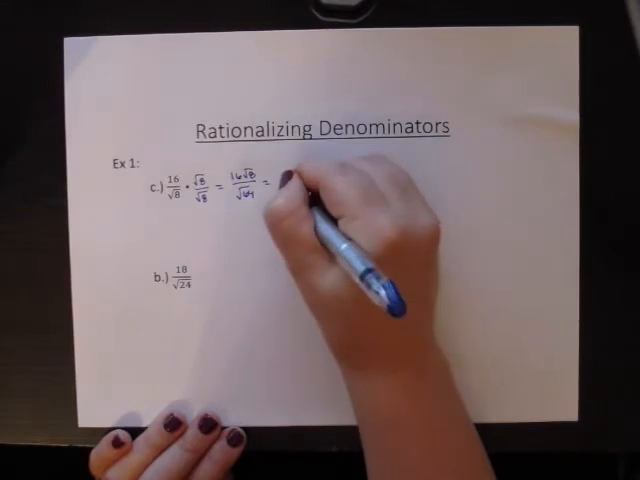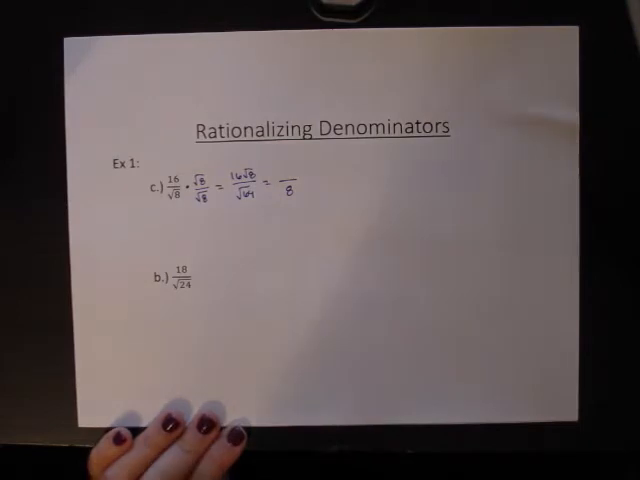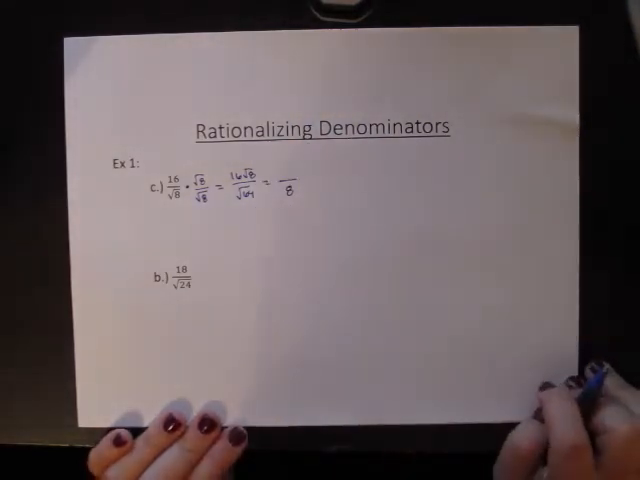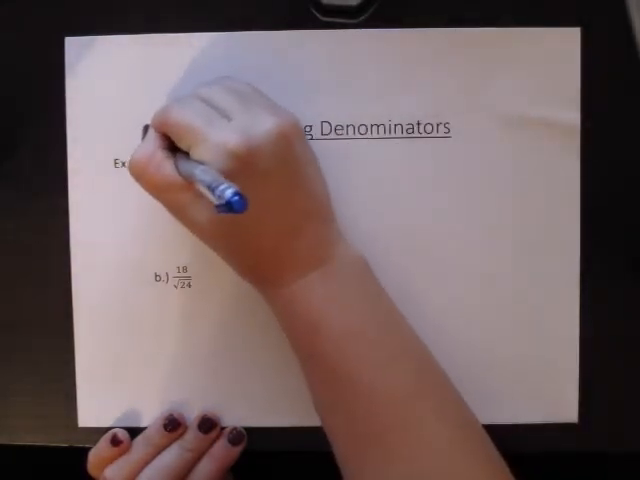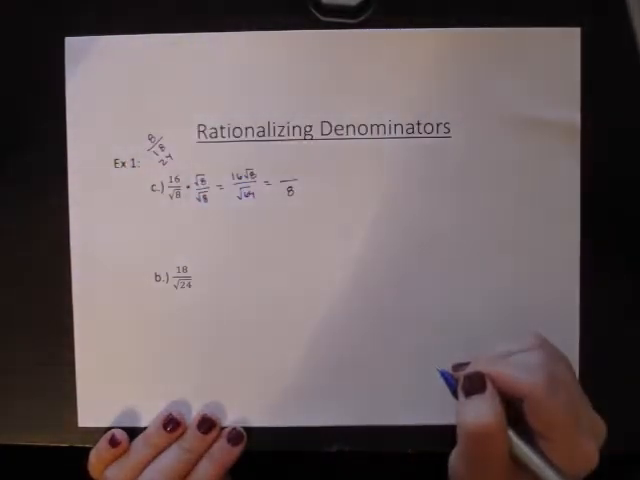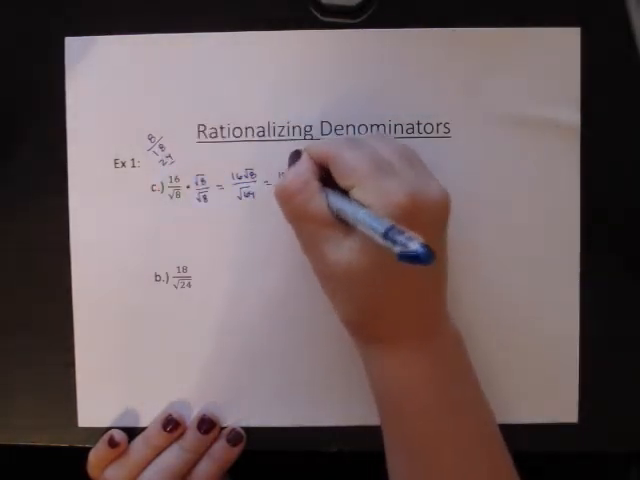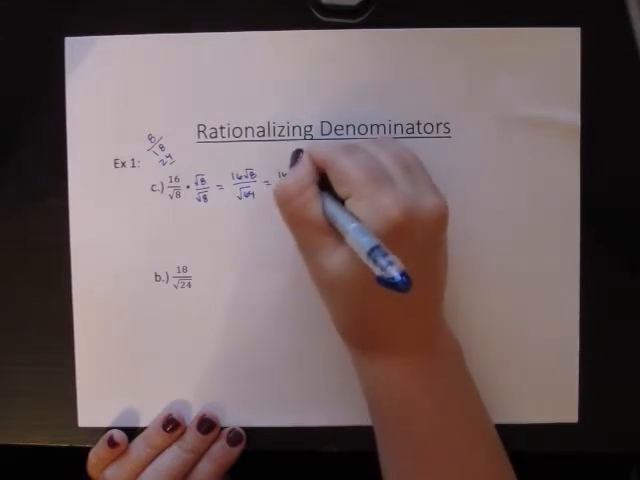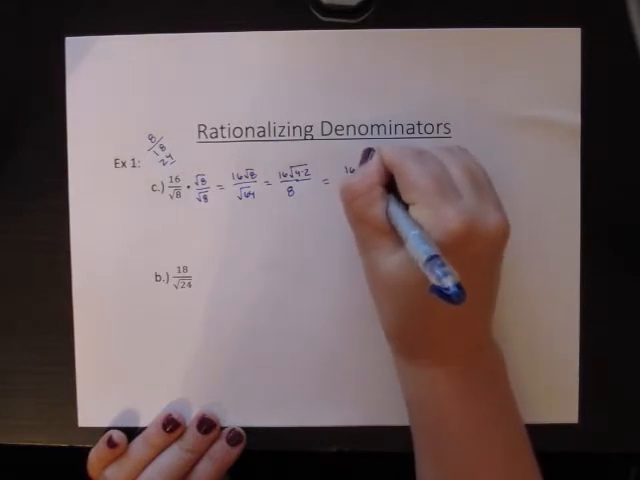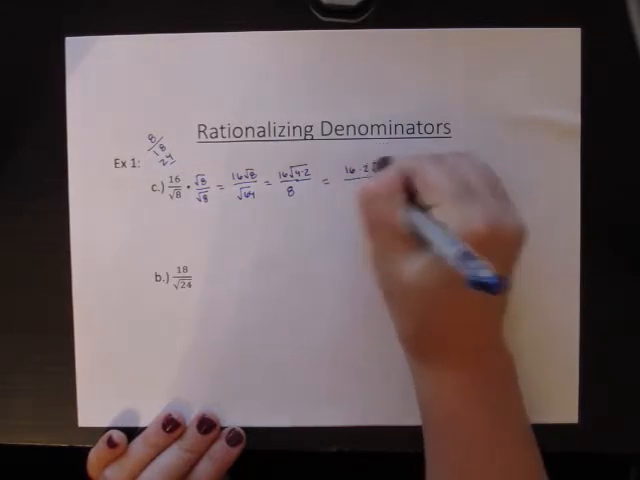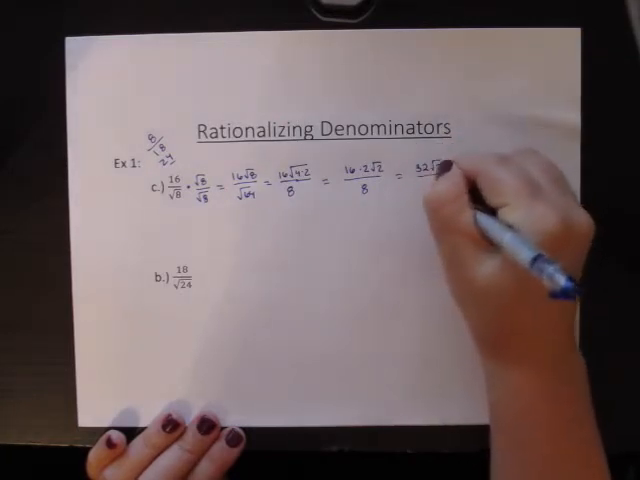So we've got 8. And now what we have to do is clean up our numerator, because 8 can be factored a little bit. Factors of 8 are 1 and 8, 2 and 4. Alright, 4 is a perfect square. So I've got 16 square root of 4 times 2. So this would be 16 times 2 square root of 2 over 8. 16 times 2 is 32. So I've got 32 square root of 2 over 8.